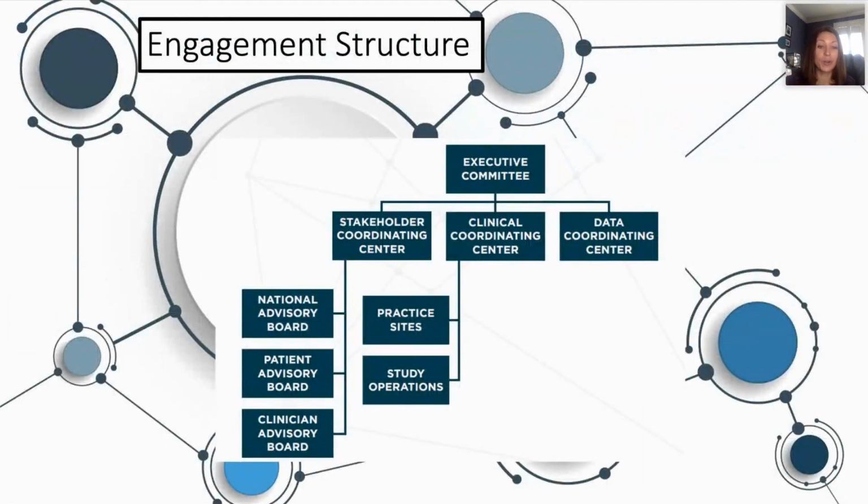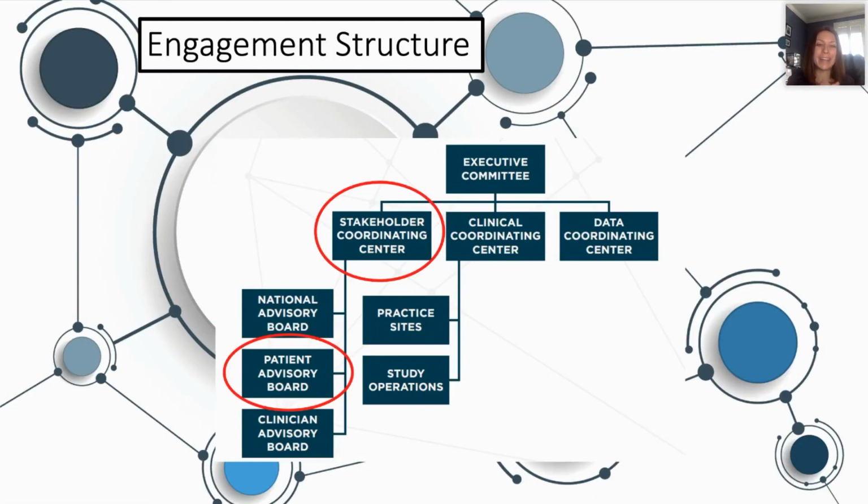We have the data coordinating center, like I said, that's for statistical analysis. We have the clinical coordinating center, who has all the practice sites and the study operations. But very importantly, and important to this talk, is the stakeholder coordinating center. We call it an advocate advisory board, but essentially it's patients and caregivers who we meet with every month. We share different things. Right now, we're working on dissemination tactics, but before we were working on design and how we do the study.